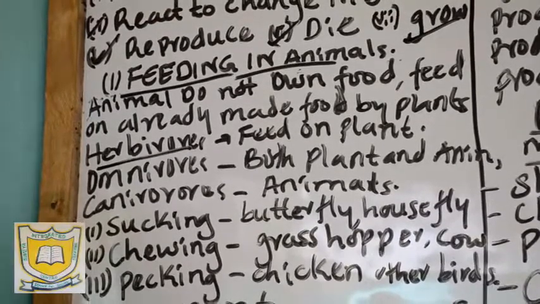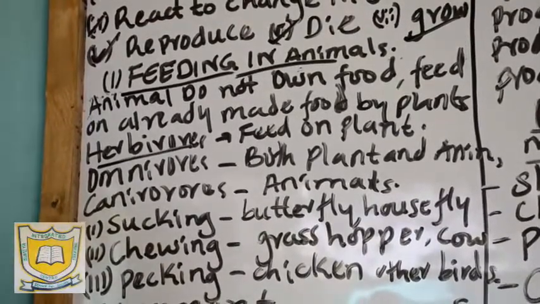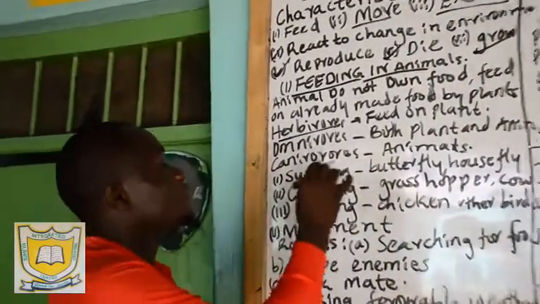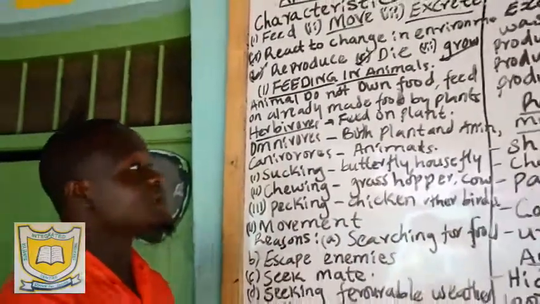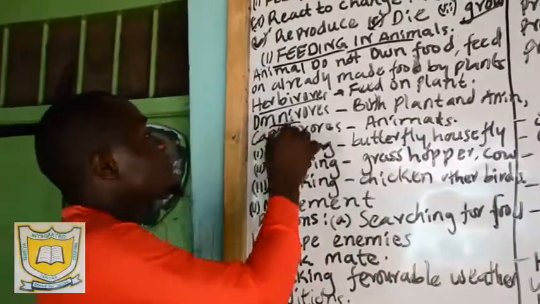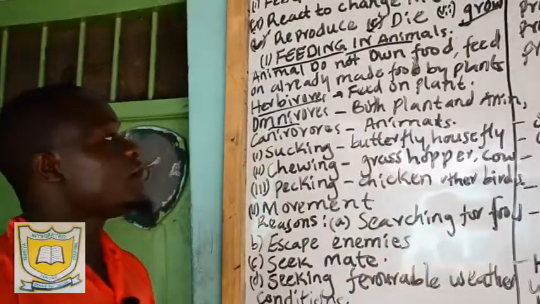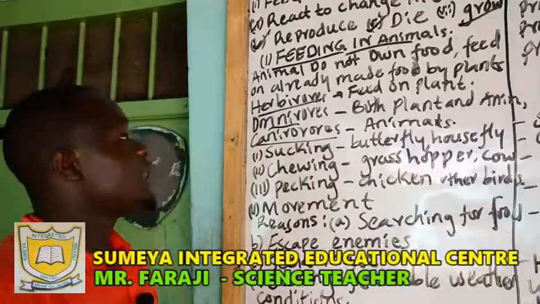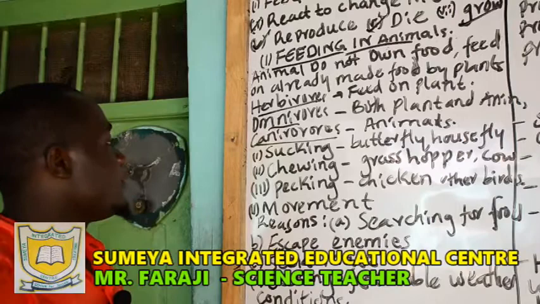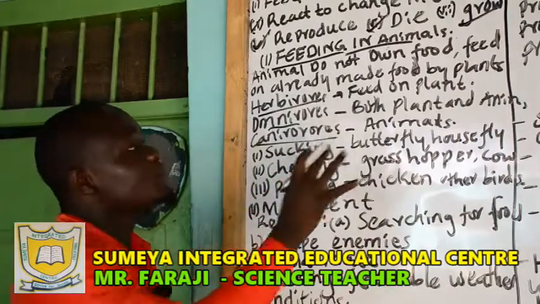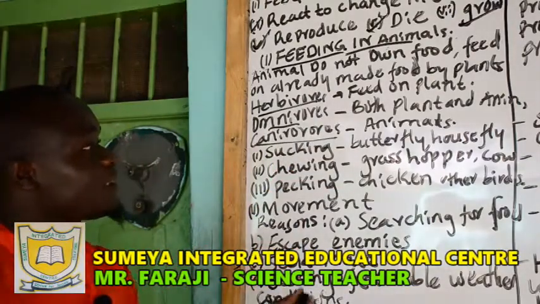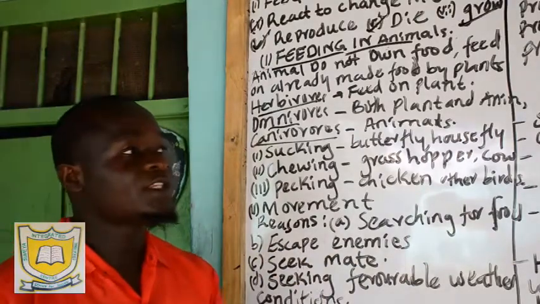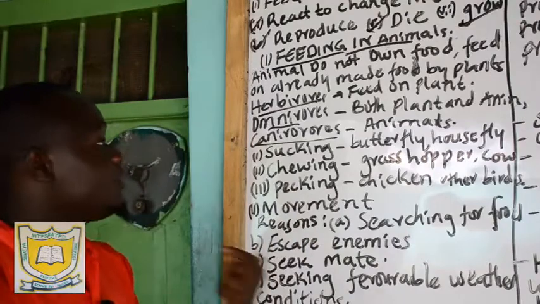We say that those animals that feed directly on plants alone are herbivorous. Those that feed on both plants and animals are omnivorous. And there are animals that feed specifically on other animals. Those are carnivorous. After identifying the animals feeding on plants, on both, and on animals, we also have to discuss how these animals get food into their body.